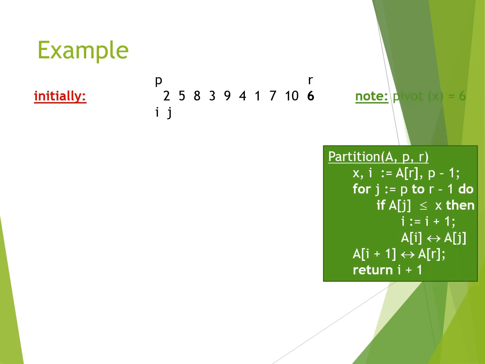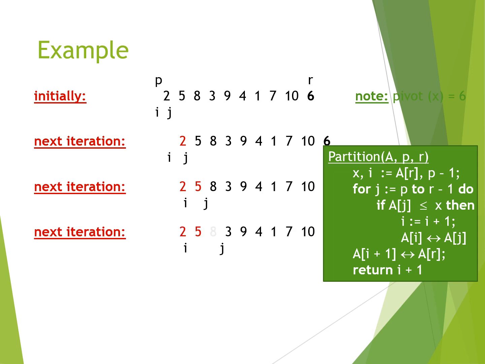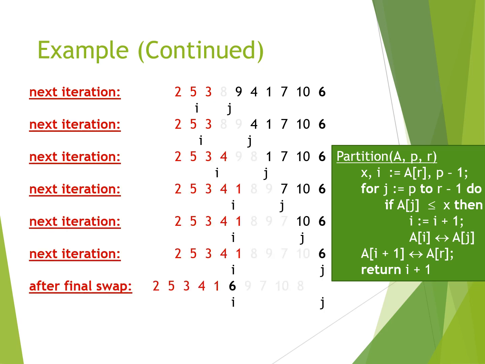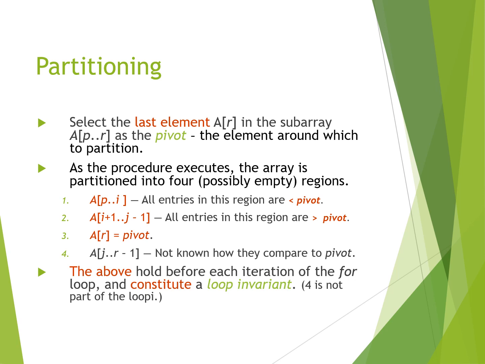Let us take a look at an example of sorting by partitioning. Steps of partitioning. First, we select the last element in the subarray as the pivot. As the procedure executes, the array is partitioned into four regions. The above hold before each iteration of the for loop and constitute a loop invariant.